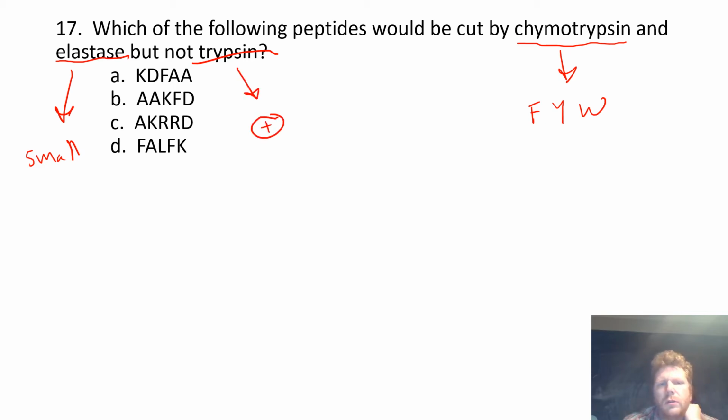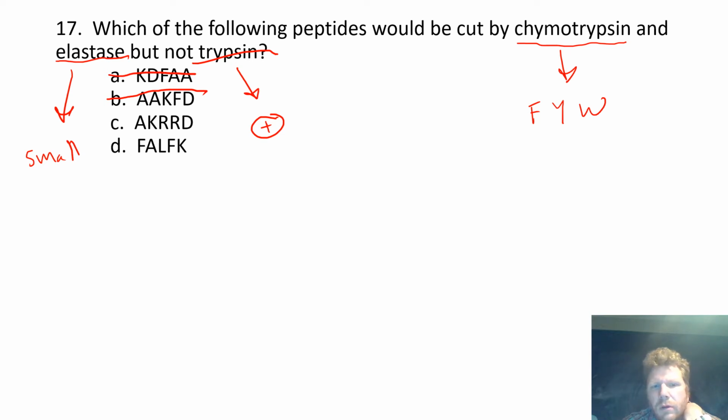So when we look at this, looking at our different answer options, looking at answer option A, would that be cut by trypsin? Yes, it would, because that lysine at the very end terminus would be something that trypsin would go after, so that one's out. Okay, answer option B, that has a lysine dead center of it. Would trypsin cut that? Absolutely it would. Answer option C, AKRRD.